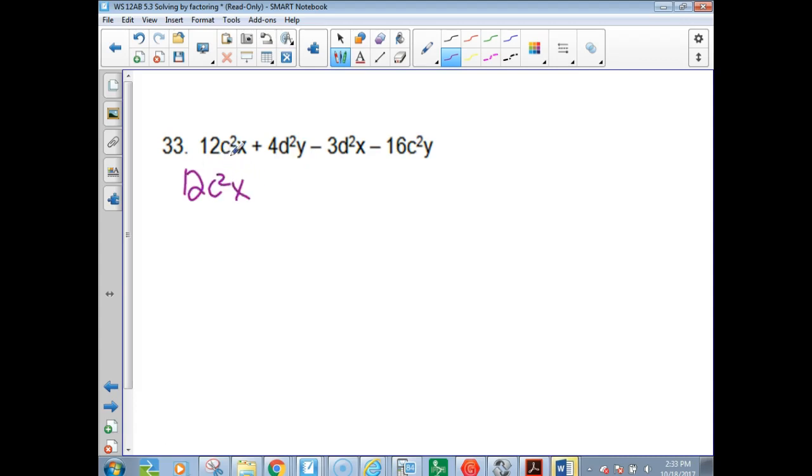How about if I start with the 12c squared x, then I probably want to put the one with the c squared near it. So let's do minus 16c squared y plus the 4d squared, and I'll just rewrite the rest of it, minus the 3d squared x. Okay, so this time I needed to rearrange just by inspection. If I had started putting the parentheses around there, you would have noticed it pretty quick. There wasn't much to do. All right, so let's group these two and these two.